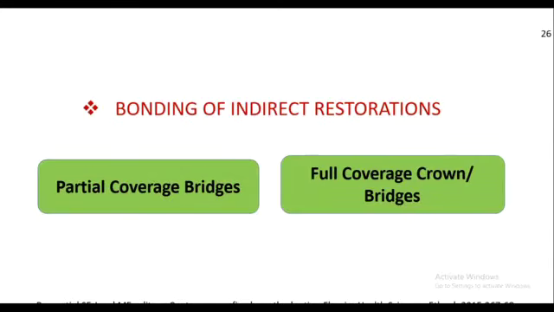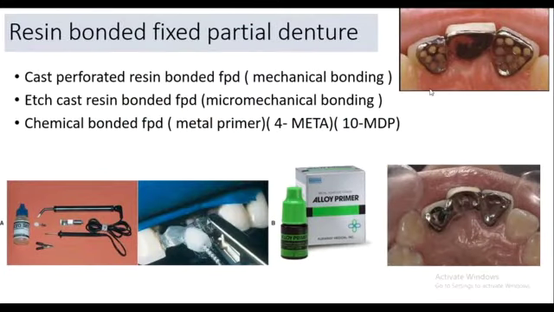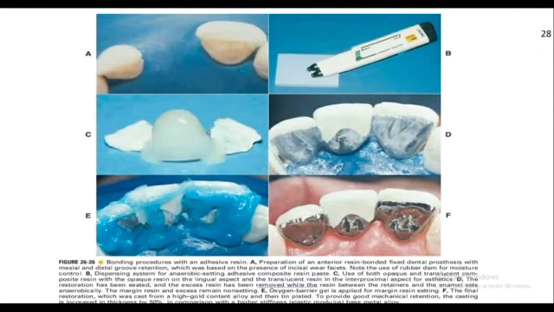Whenever we talk about bonding of an indirect restoration, they can be either partial coverage bridges as well as full coverage bridges. Now, whenever we talk about the partial, the first thing is the cast perforated resin bonded, whereas the etched bonded FPD as well as a chemical bonded FPD. So there are various techniques to bond these.